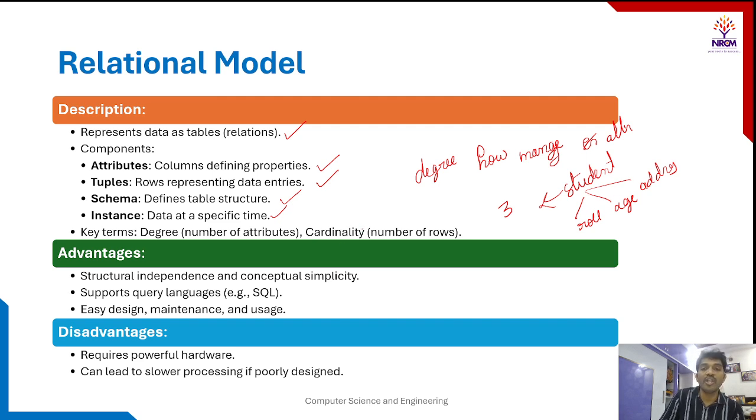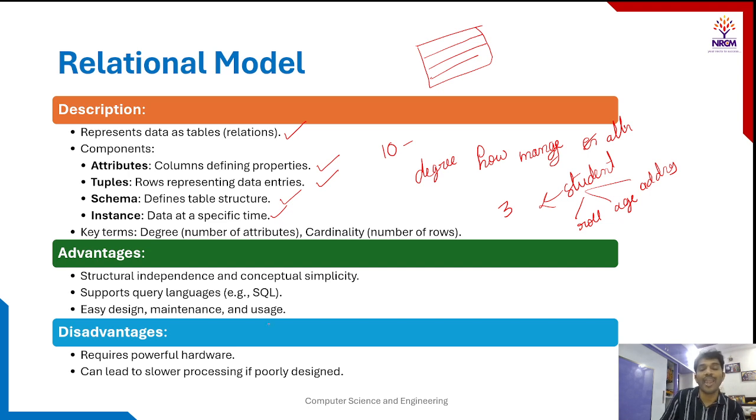Coming to the cardinality. Cardinality defines how many rows are in a particular table. For example, if you consider a table, it contains 10 rows. Then we'll call it a cardinality of 10, right? It is the number of rows. This, the degree, is the number of columns. Degree and cardinality are important from the competitive exams point of view also.